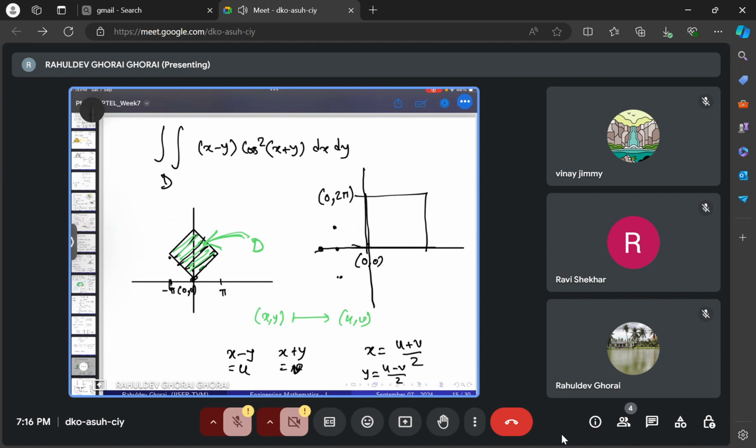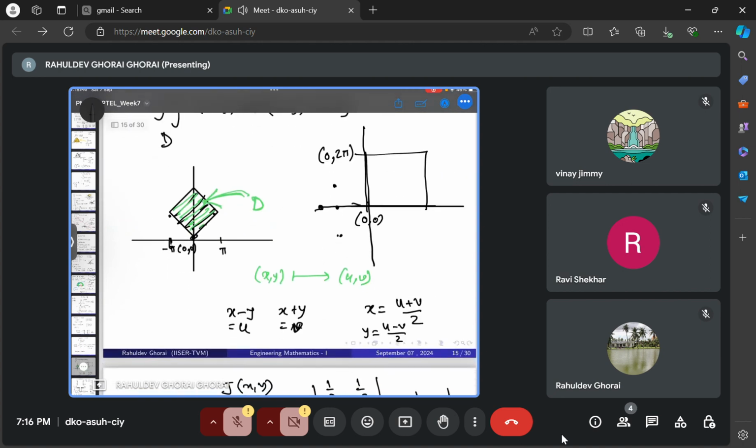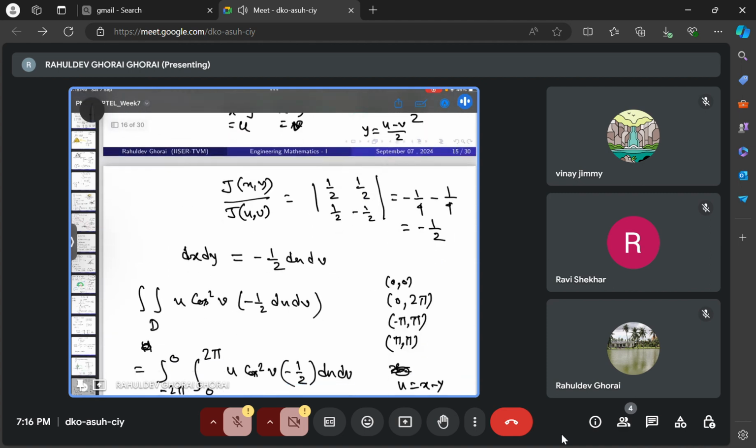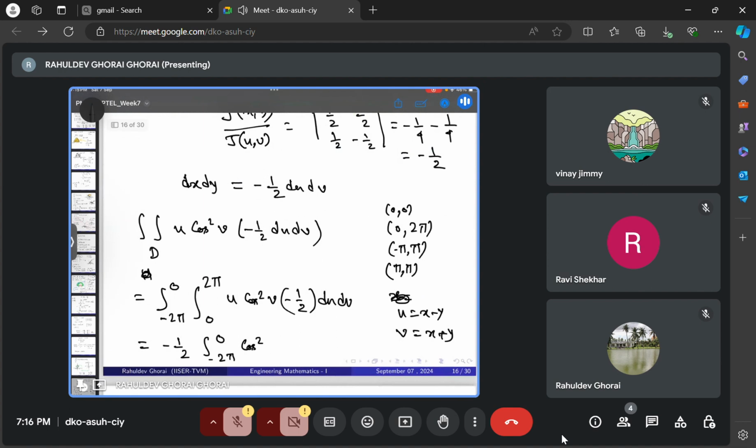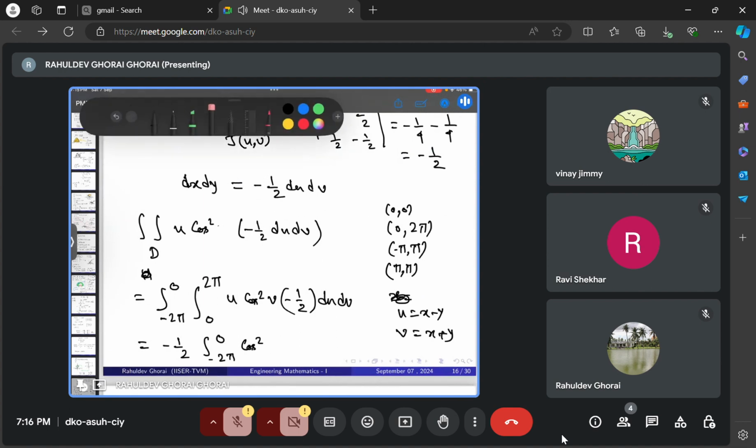You see, one thing I made a mistake: x minus y should be u, right? X minus y should be u. So you just make the change here. So x minus y will be u and x plus y will be v. This is v, this is u. Okay. So this is v, this is u.